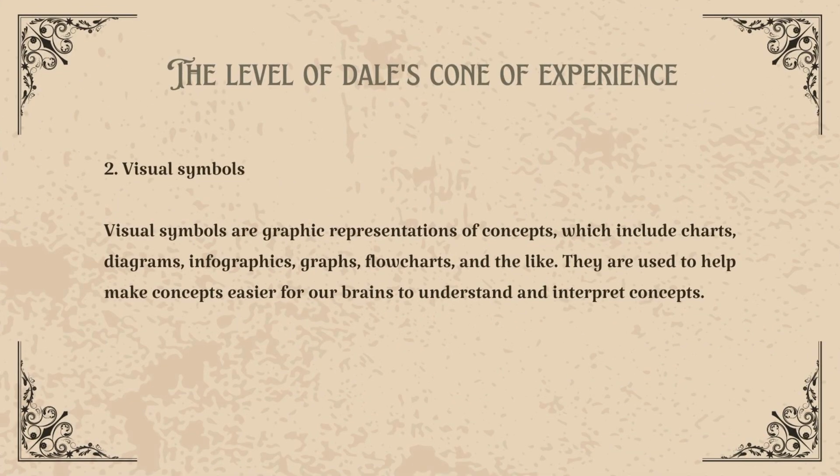The second level is visual symbols, which are graphic representations of concepts, including charts, diagrams, infographics, graphs, flow charts, and the like. They are used to help make concepts easier for our brains to understand and interpret.